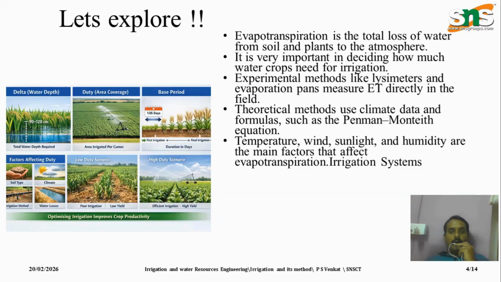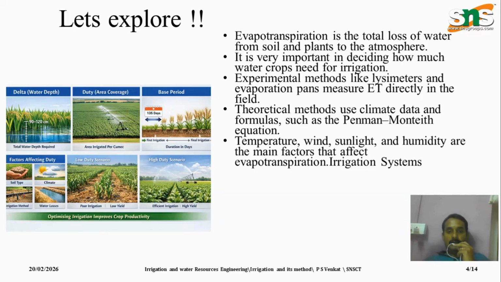In this slide, now let's understand the core concept. Evapotranspiration is made up of two processes: evaporation and transpiration. Evaporation is when water from soil or water bodies turns into vapor due to heat from the sun. Transpiration happens when plants absorb water through their roots and release water vapor through tiny pores in their leaves. When both processes happen together in a field crop, we call it evapotranspiration, or simply ET. In simple words, ET is the total water lost from soil and plants to the atmosphere.